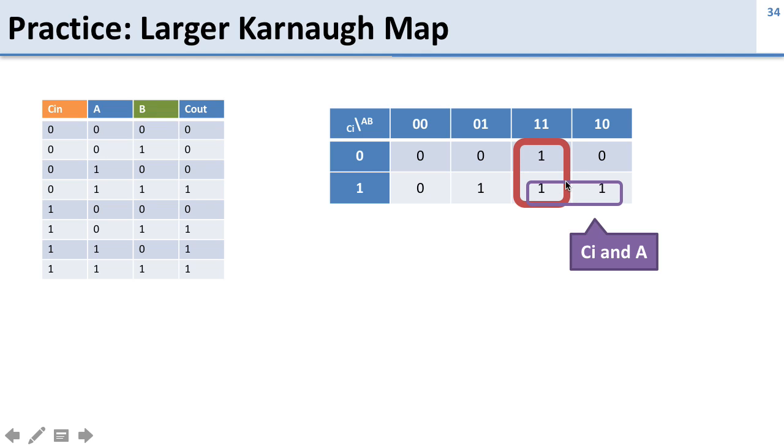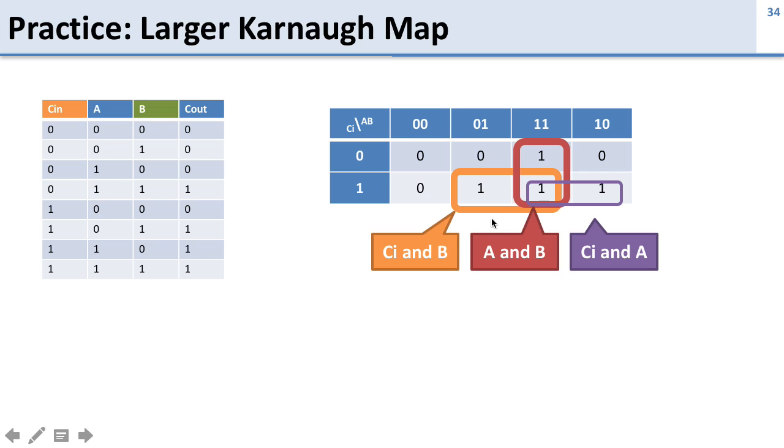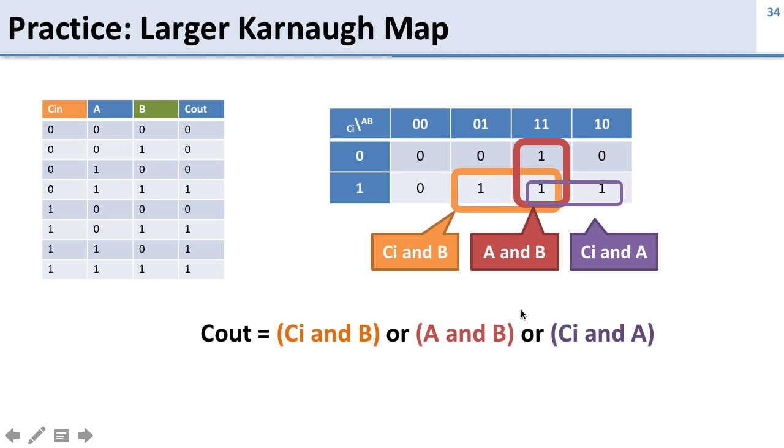Here's another one here. This is true when A and B are both 1. So this can be A and B. And then finally we have our last one here, and this is going to be true when carry in is true and B is true. So you can see B is true here. So the output here is true when any of these are true, or an OR of all of those. So the carry out is this one, or that one, or that one.